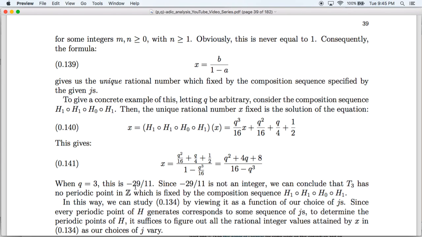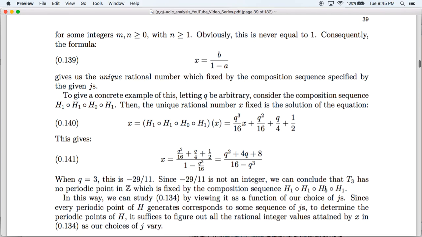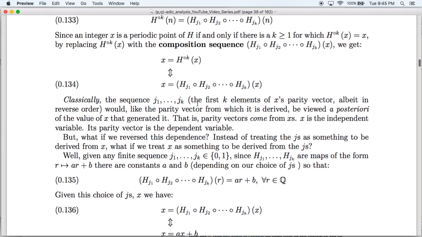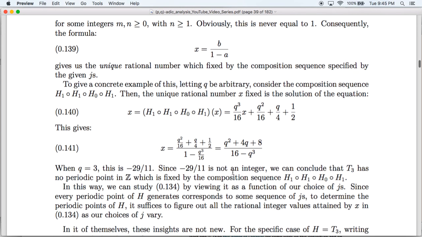And since negative 29 over 11 is not an integer, we can conclude that T3 has no periodic point in Z which is fixed by this particular composition sequence. So in this way, we can study this phenomenon right here by viewing it as a function of our choice of j's.